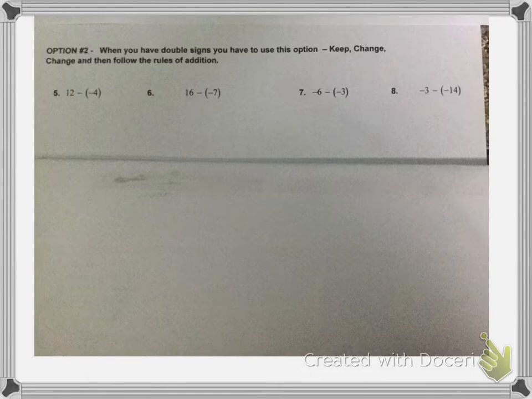Okay, here is option 2. And I prefer to only use option 2 when you have what I call double signs, and more importantly, a double negative. Okay, so if you look at the next 4 problems, you'll see I have a double negative, a double negative, a double negative, and a double negative. When you have a double negative, this is when you use option 2.